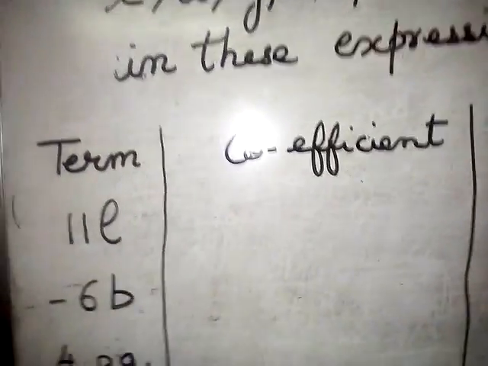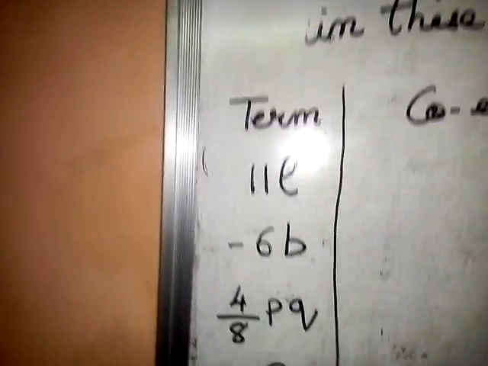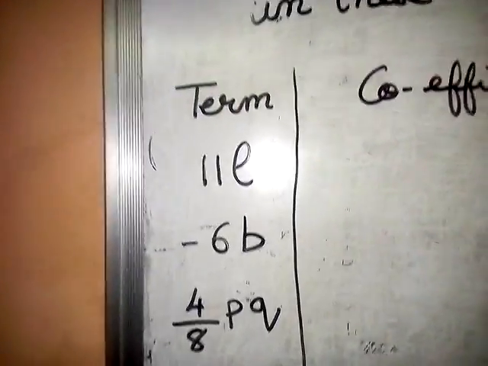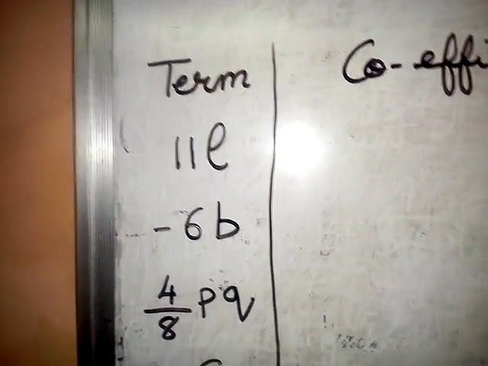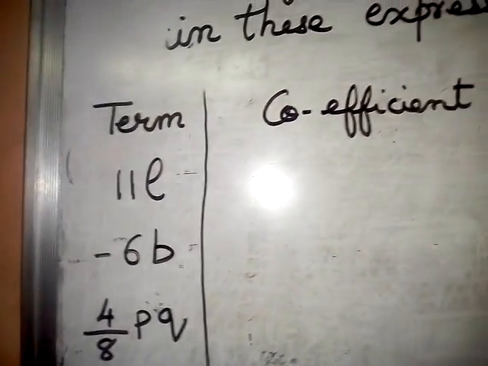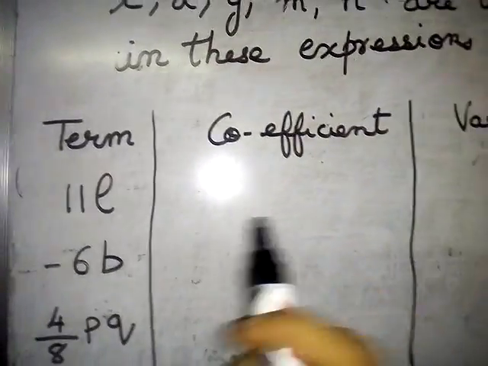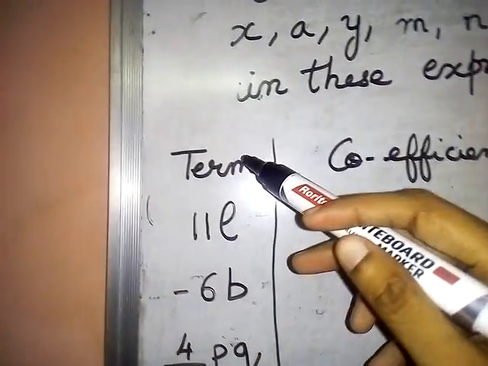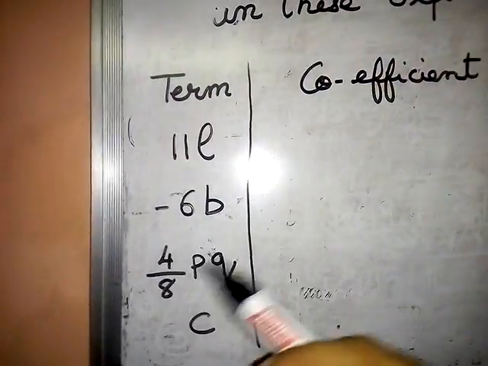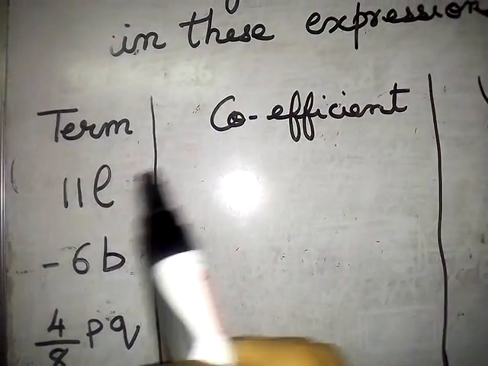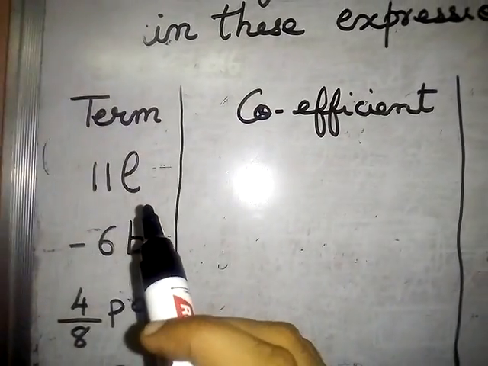Now I am going to teach you coefficient and variables in these questions. Coefficient means number and variable means alphabet. You have to write only the answer. The term which is given here is the question. You have to write only the coefficient and variables. Coefficient means only the number, and variables means only the alphabet.